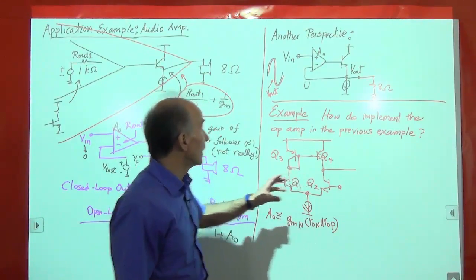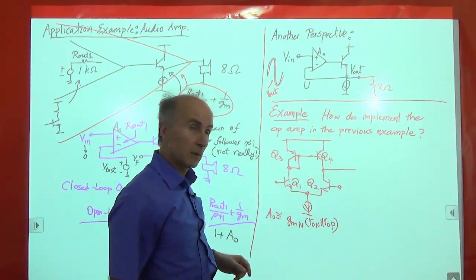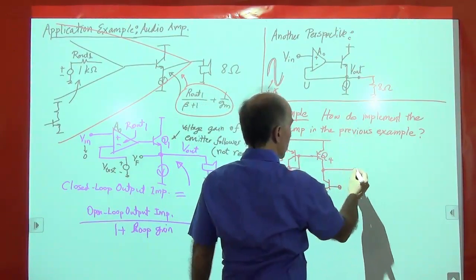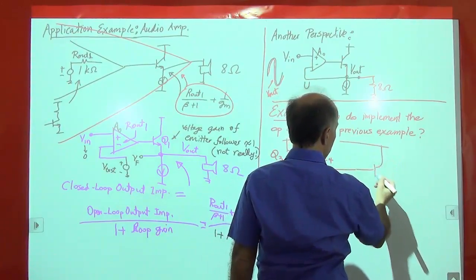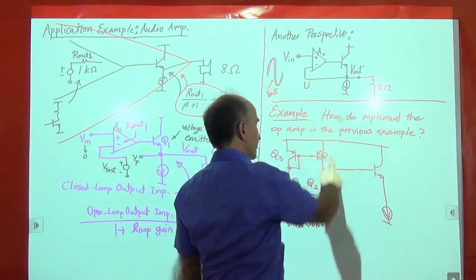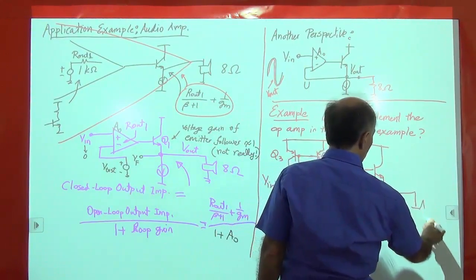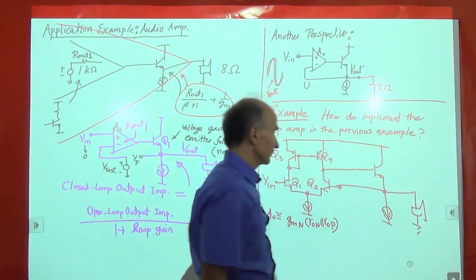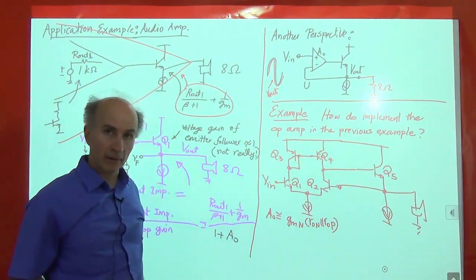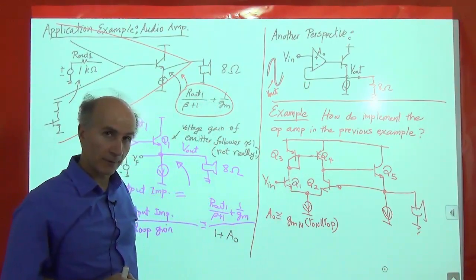Okay, so let's try to build this circuit using this op-amp. So we have two inputs. One input senses Vin. We go through an emitter follower. And then we take the output and return it to the other input of the amplifier. And then this is ready to drive the speaker, right? So we might call this Q5. Okay, so that's one implementation that we can readily create using simple bipolar transistors.